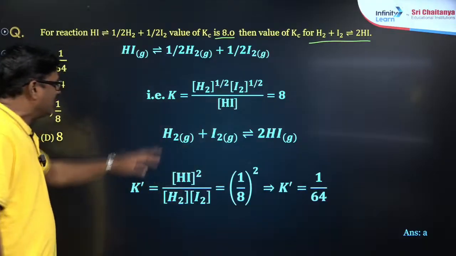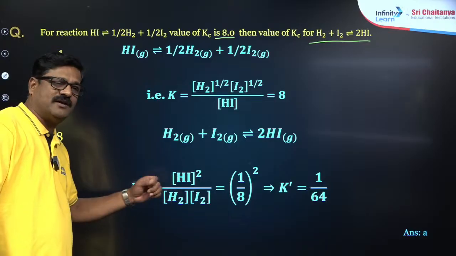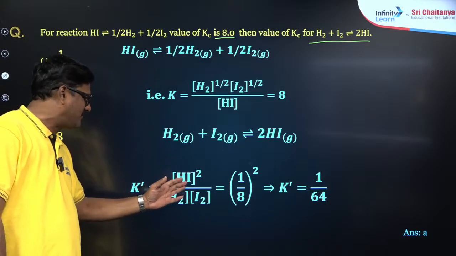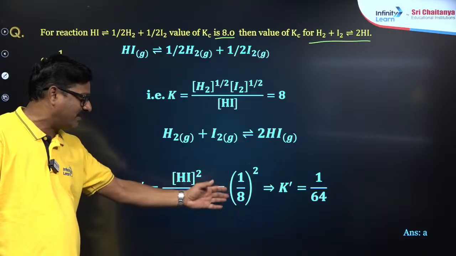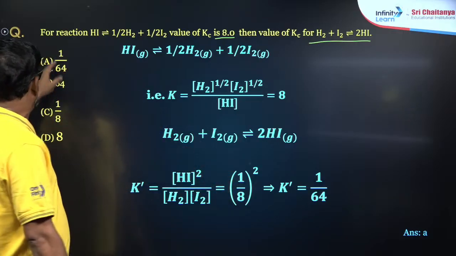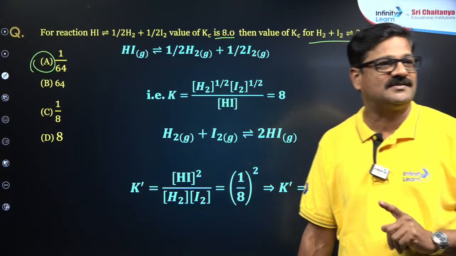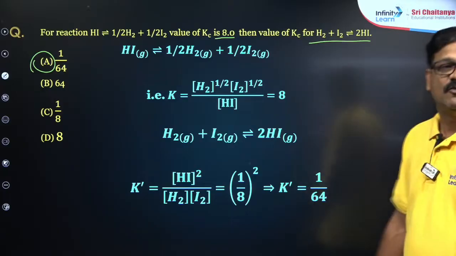And you can say, if you say K dash, it is going to be H1 square upon H2 and I2, and if you square it, it is going to be 1 by 8 square, and it is going to be 1 by 64. Answer A is the correct answer for this question. That's a good start from the students, and we'll go with one more question.